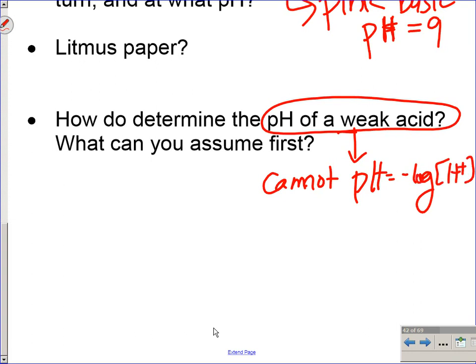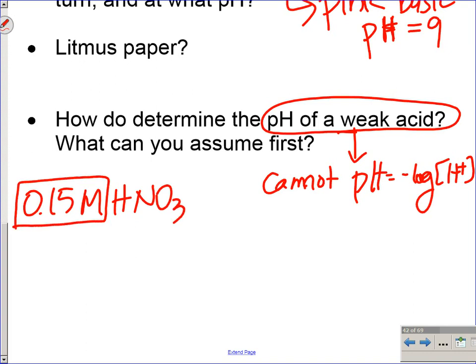We cannot do that because when I give you an acid, let's say I give you 0.15 molar nitric acid, you're making the assumption that this is also the molarity of what? Because you can't plug nitric acid in here because that's not a nitric acid. So what are you assuming this concentration is also of?